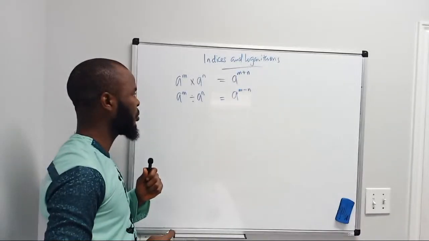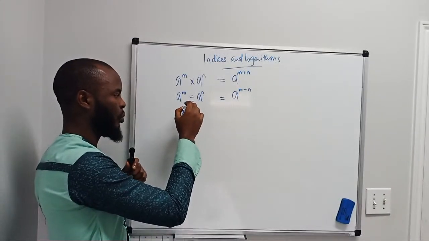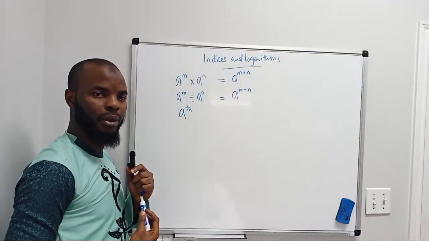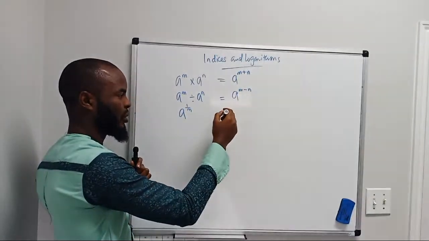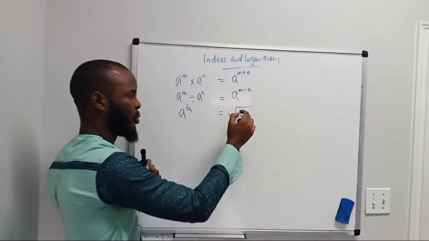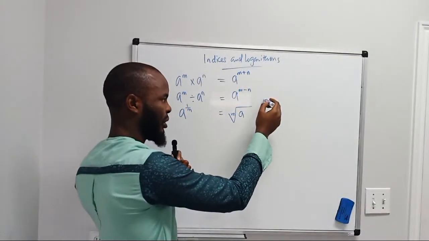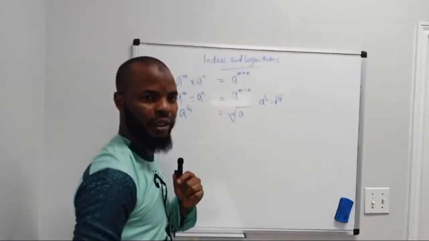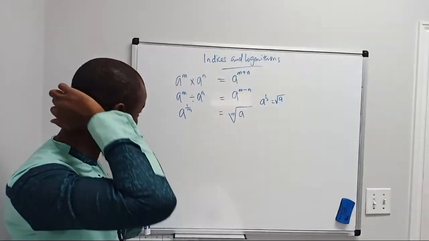Now the third rule is that if you have a to the power of 1 over m, this power can be in root form. So you can have the m-th root of a. That is why in indices, a to the power of half is the same thing as the square root of a.